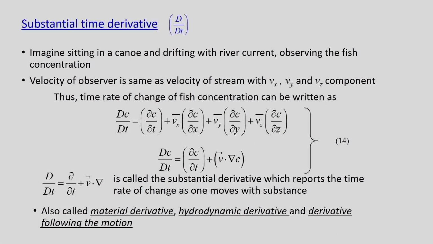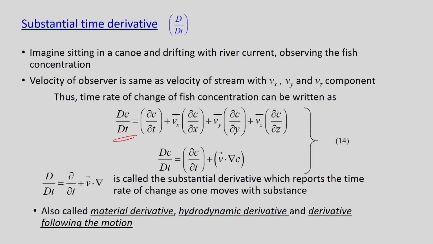Take a canoe and sit on it. It flows with the river stream velocity. So, you measure the fish concentration with respect to time at different locations, in the x, y and z directions. Whatever derivative you get this way, which gives the information about the fish concentration, is known as the substantial time derivative, also written as capital D by capital Dt of c.